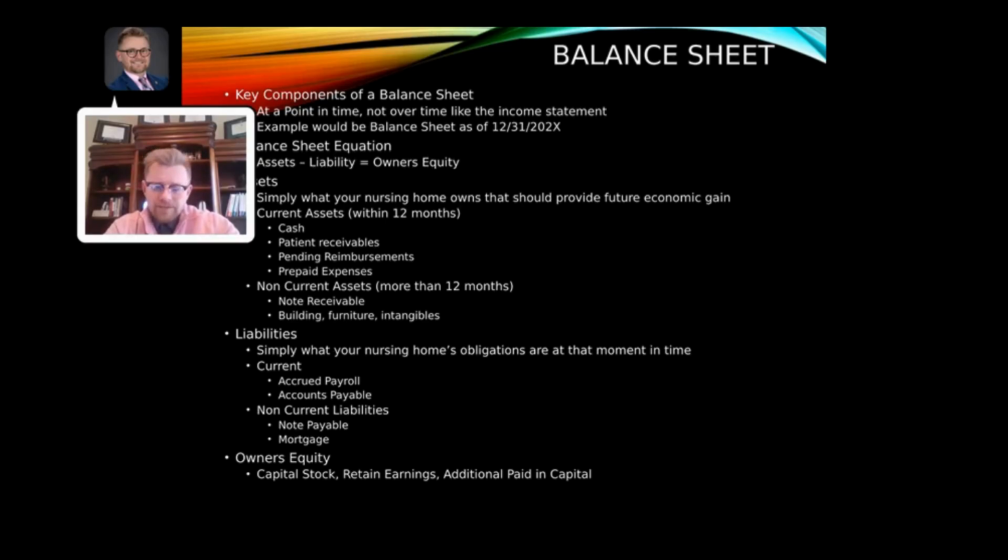But the reason why that's important is because if you look at it from a very simplistic perspective, if you do that basic equation, assets minus liabilities equals owner's equity, you would want the owner's equity section to be positive, right? You would not want to add up all of the future economic gain and the future economic liabilities and have the liabilities be more. That would not be good. And ultimately that's going to negatively impact the quality of care that you can provide, and the company may have to sell at some point.